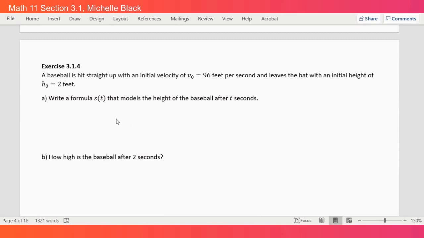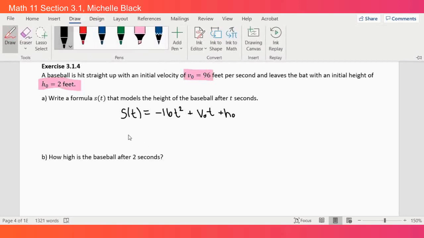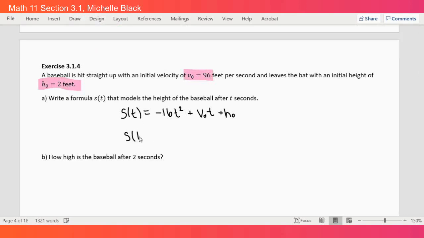All right, well, we have the formula for projectile motion, right? It's S of t equals -16t squared plus v naught times t plus h naught. And we were given our v naught as well as our h naught. So we'll just plug those in. So our formula that models this situation is S of t equals negative 16t squared plus 96t plus 2.